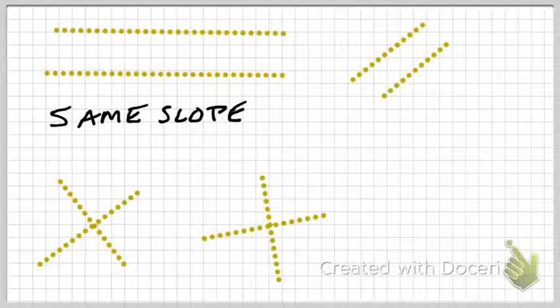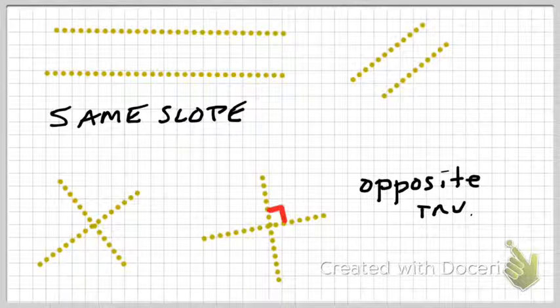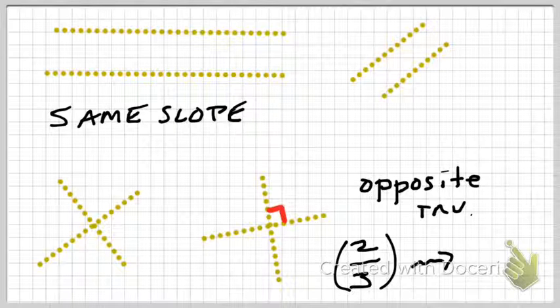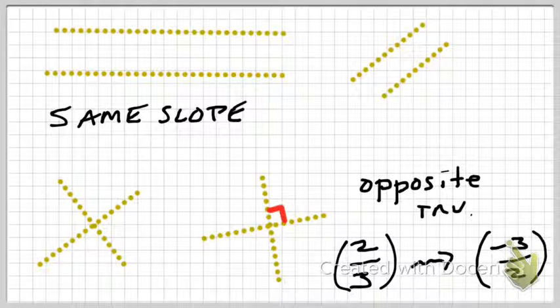Perpendicular lines have what we call opposite inverse slope. In your language, what that means is if one of them is 2/3, the other one is -3/2. So opposite inverse: opposite means positive, negative. Inverse means flip it, like a flapjack. Okay? Opposite, inverse. Flip it and change the sign.